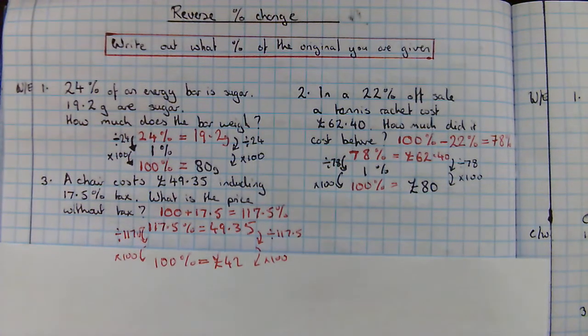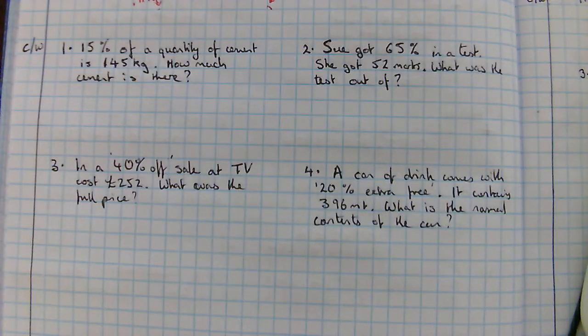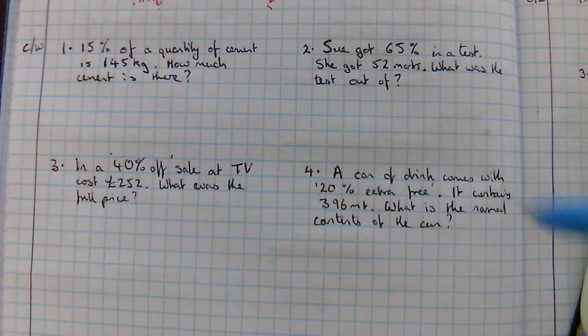Okay, pause the video now while you write down those 3 worked examples. When you're ready, press play and you can go on to the questions. Just 4 questions for you to try here. Questions 1 and 2 are like the first example. You've been given the percentage and what it's equal to. For questions 3 and 4, remember you're either adding or subtracting from 100% because it's been a change in the price or a change in the quantity. Pause the video now while you have a go at those questions. When you're ready, press play and we'll look at solutions.